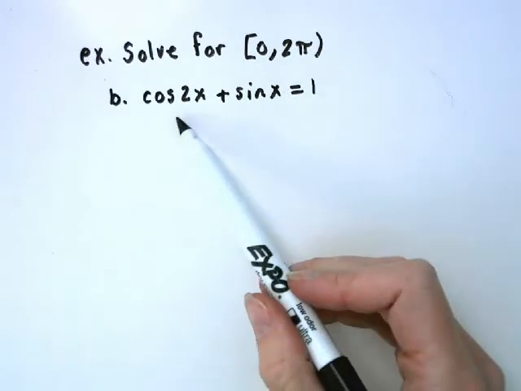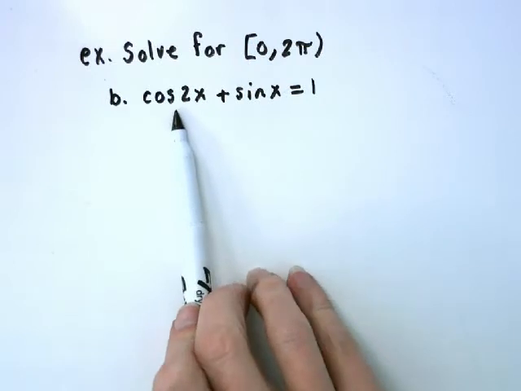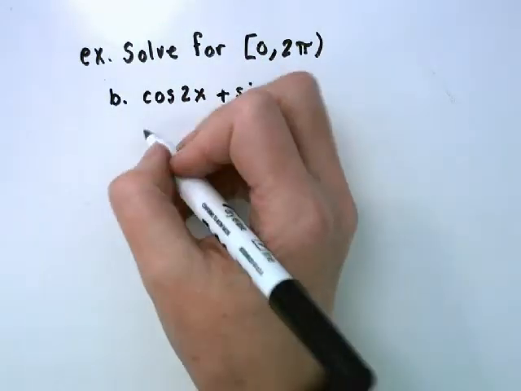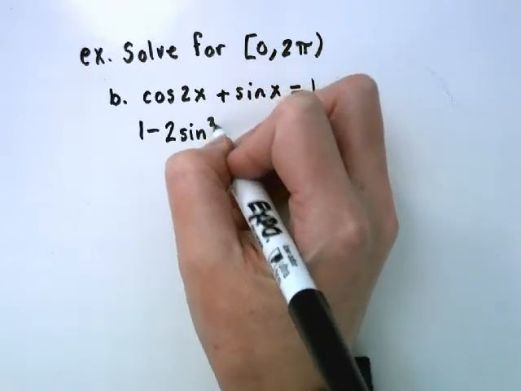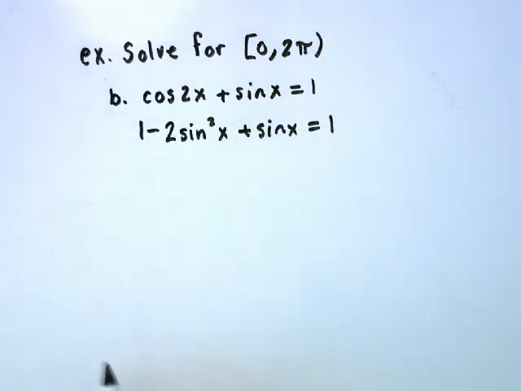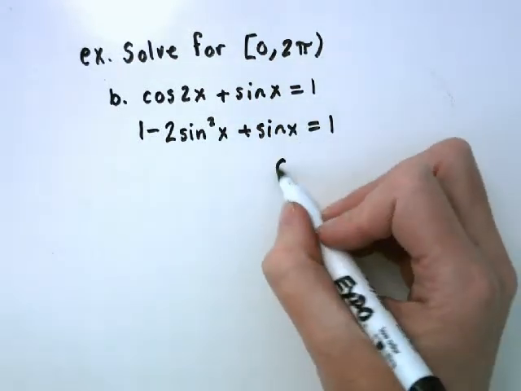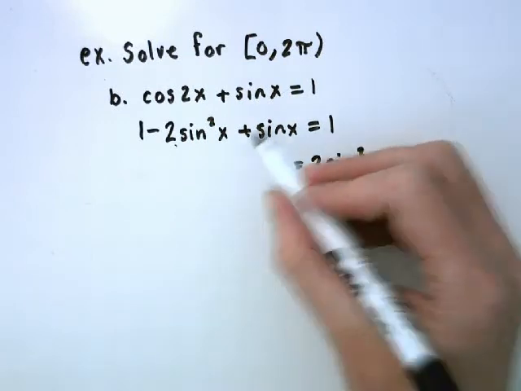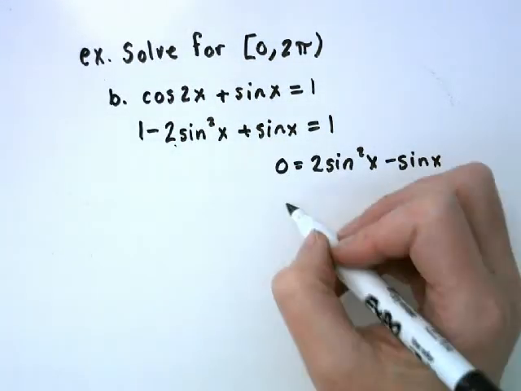Okay, our next example, cosine 2x plus sine x equals 1. Again, I'm going to use a double angle identity for cosine. Because of this, I'm going to choose our second variation and replace this with 1 minus 2 sine squared x. Okay, so we're going to move everything to one side. Since this is a minus, I'm going to move it over to this side. So I'm going to add this 2 sine squared, subtract the sine, and subtract 1, which is going to go away.